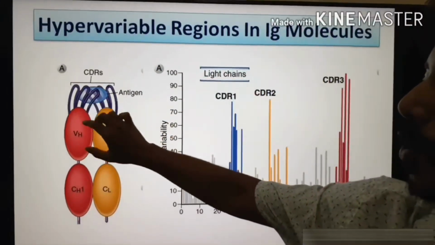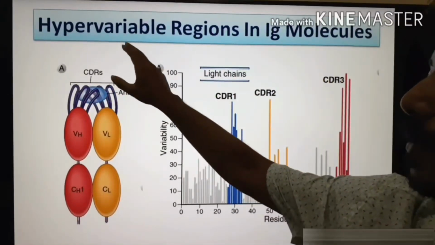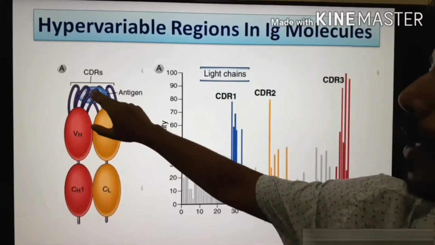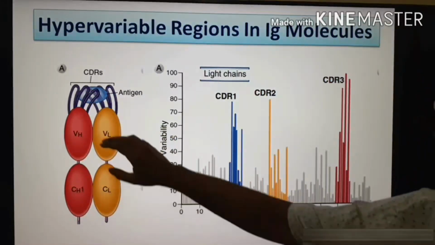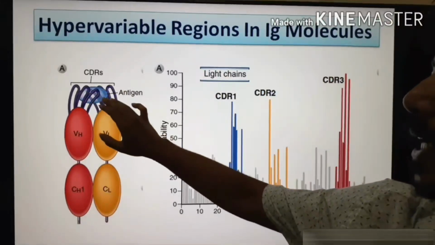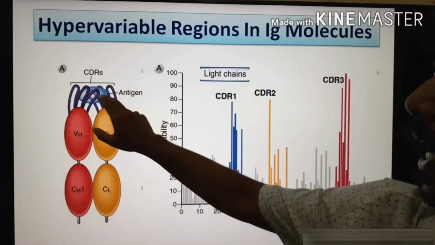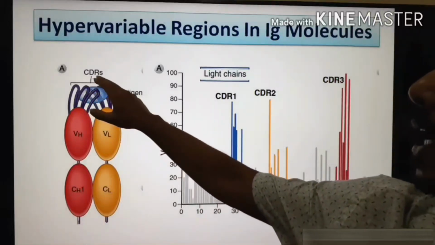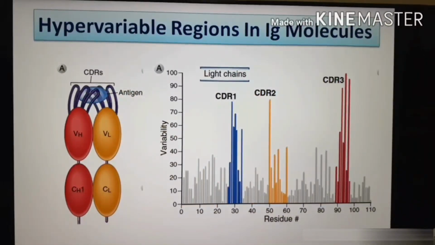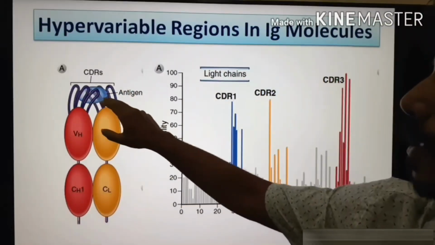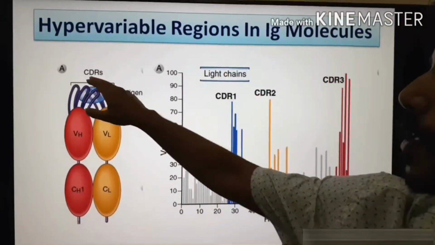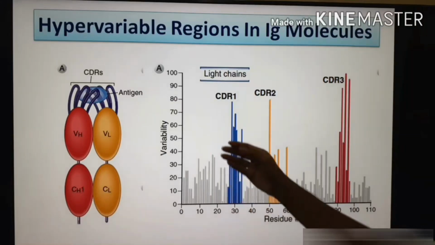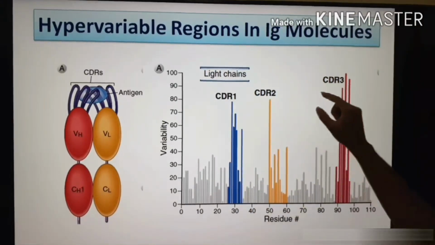This region is present on the variable region, so it is called hypervariable, because among the variable region, these 3 stretches of amino acids are most variable and they form a 3-dimensional structure that can bind with an antigen. So this hypervariable region is also called CDR, meaning complementarity determining region. It complements the antigen, so it is called complementarity determining region. Now you can see there are 3 CDRs called CDR1, CDR2 and CDR3.